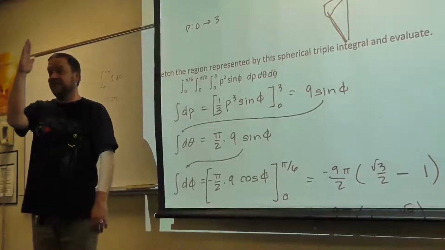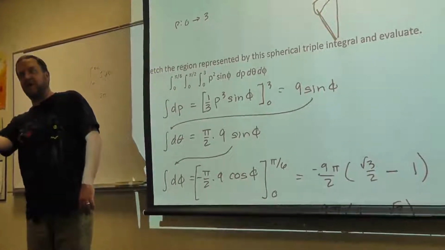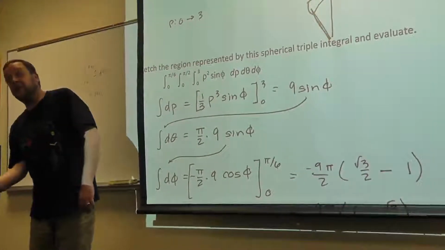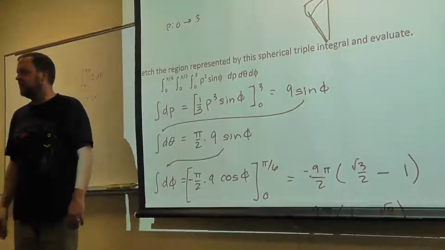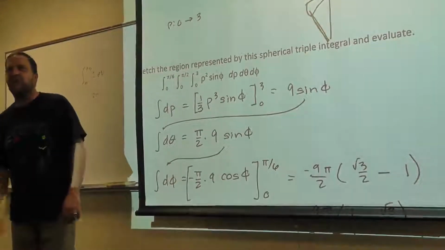So you have to remember your 0, pi over 6, pi over 4, pi over 3, pi over 2, 2 pi over 3, 3 pi over 4, 5 pi over 6, pi. You just need those first and second quadrant angles when you're dealing with phi.